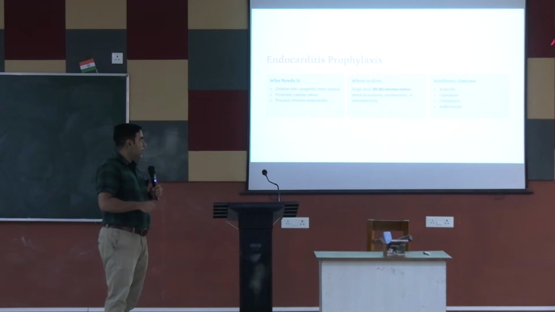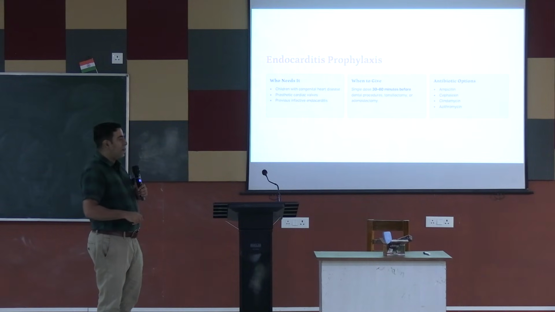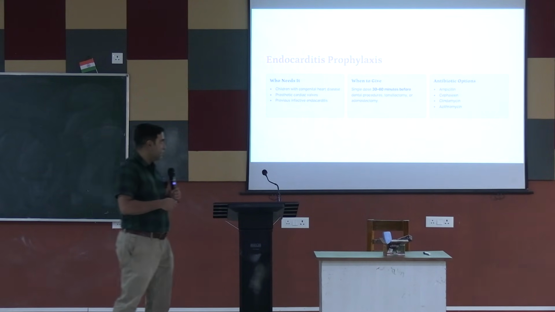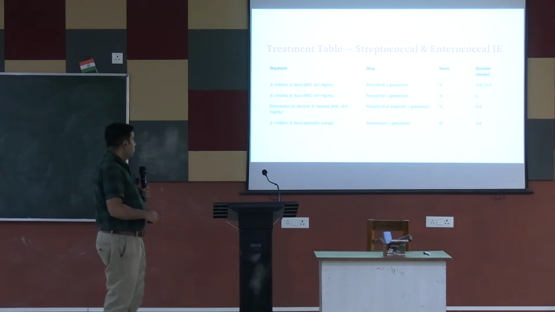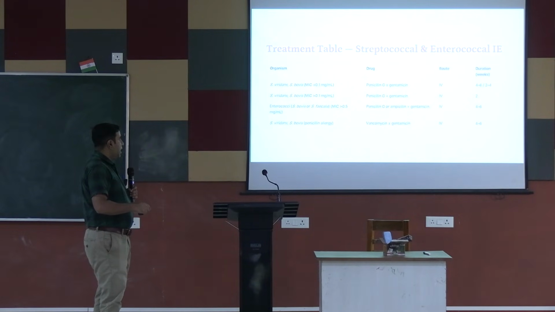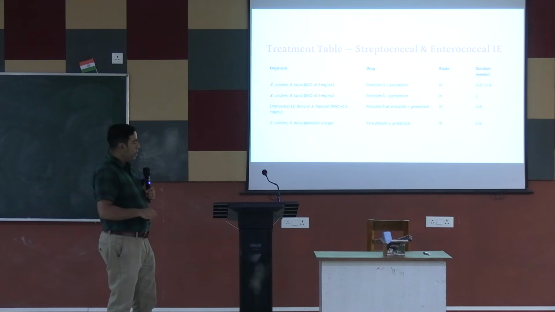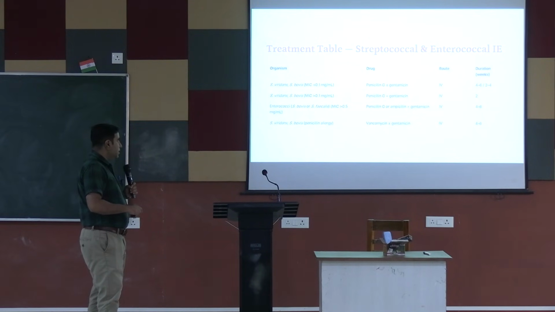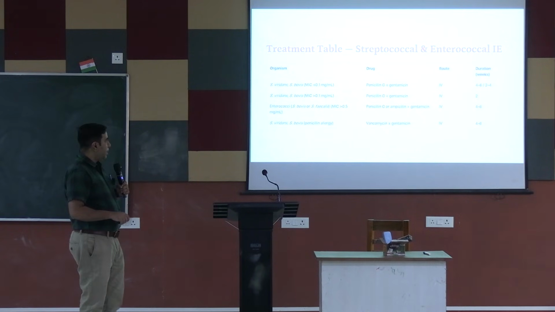What are the commonly used antibiotics? All those acting on the gram positive, mainly ampicillin, cephalexin, clindamycin and azithromycin. So the treatment table of the streptococcal and enterococcal infective endocarditis, because these are the most common bacteria responsible for infective endocarditis. Okay, so Streptococcus viridans, penicillin, gentamicin combination, and it is prolonged therapy. Look at the duration, 4 to 6 weeks.